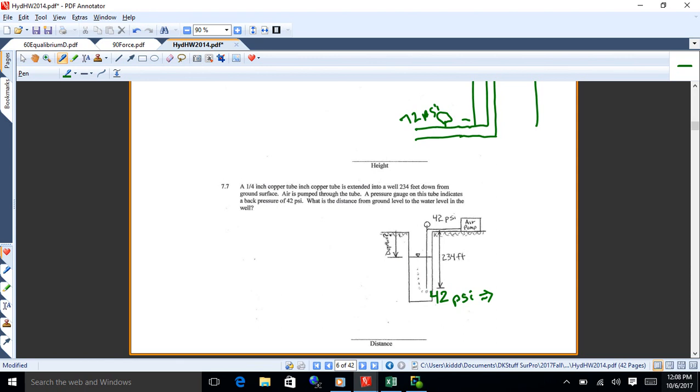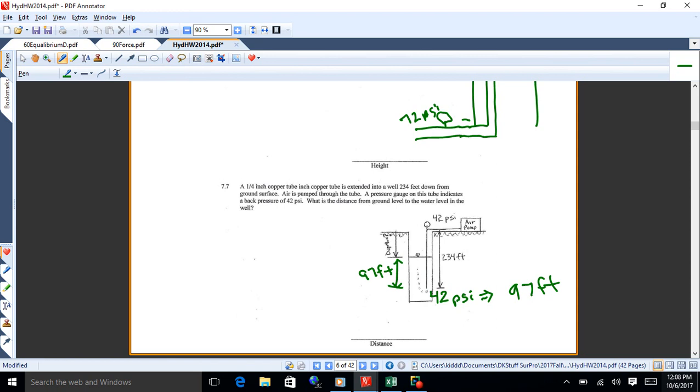And that's about 97 feet, I think. So when you run the numbers on that, you ought to come up with 97 feet. And once you've got that, you know that that's 97 feet, and you know that the total is 234. So you should be able to figure out the depth of the well having those two numbers.